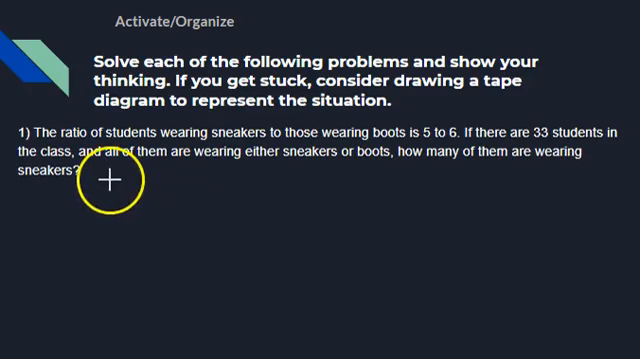So let's try this first one here. The ratio of students wearing sneakers to those wearing boots is 5:6. If there are 33 students in the class, all of them wearing boots or sneakers, how many are wearing sneakers?